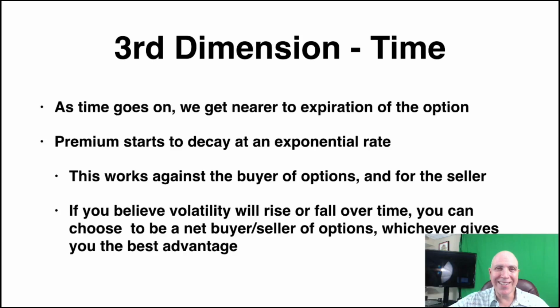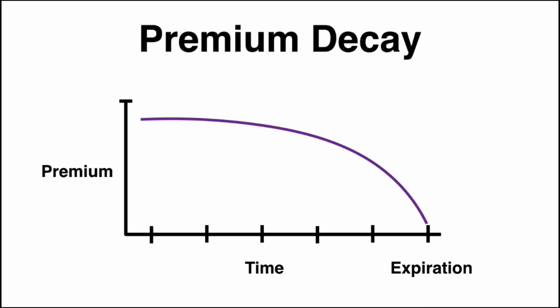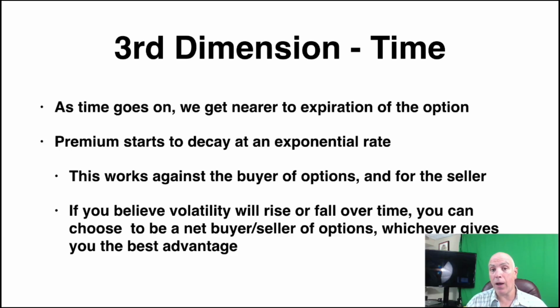All right, now on to the next. The third dimension, time. Isn't that convenient? Time is 3D. Actually, time is 4D, but in options it's 3D. So as time goes on, we get nearer to the expiration of an option. And that's significant, because as we get nearer to the expiration date of an option, the premium in that option starts to decay. And it starts to decay at an exponential rate. So that's another thing to consider, because you can take advantage of that exponential rate of decay in premium, particularly if you're a seller of that option.